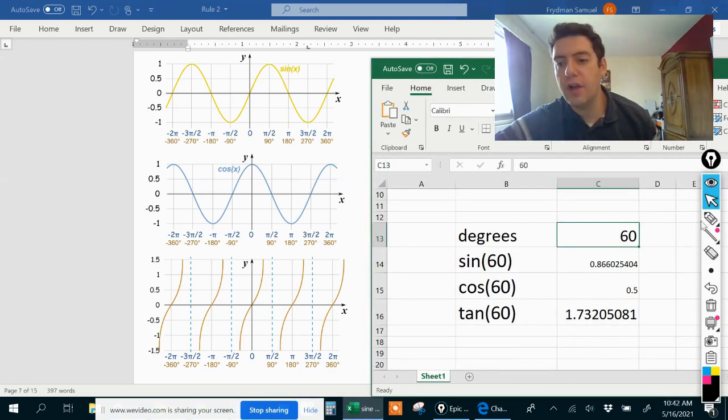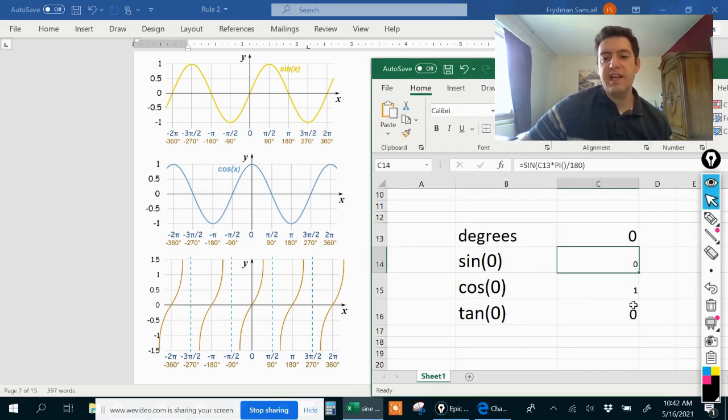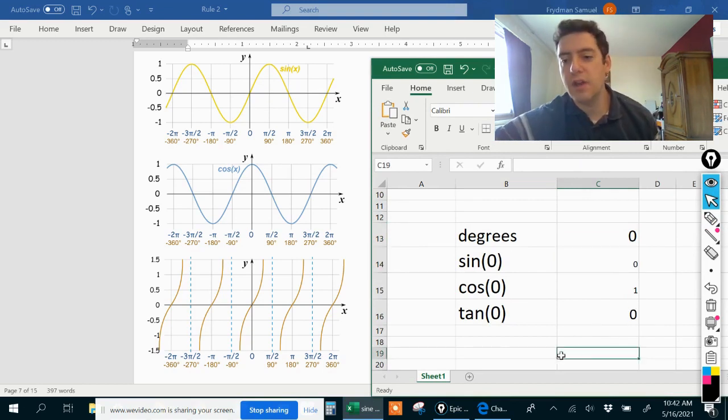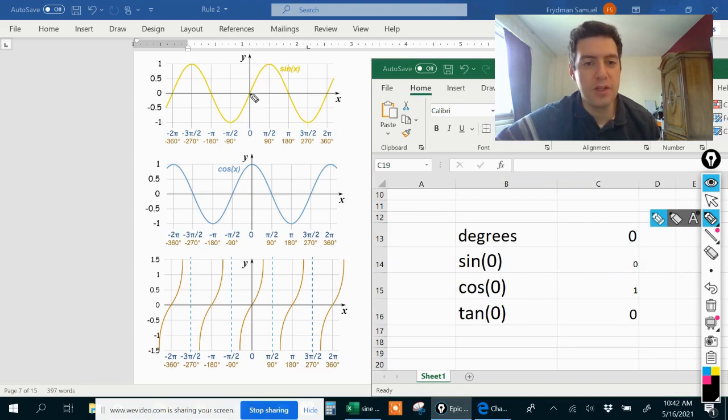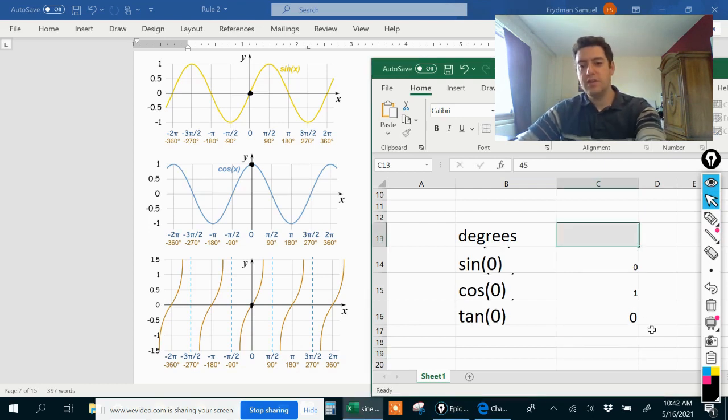So for example, if we wanted to figure out what the tangent of 0 degrees is, how would we do that? Well, we would find the sine of 0 degrees, which would be 0. And the cosine of 0 degrees, which is 1. And then we would do 0 divided by 1, which is 0. So you can see over here on the tangent graph, the tangent of 0 degrees is 0. Okay, now what if we wanted to find the tangent of, let's say, 45 degrees?